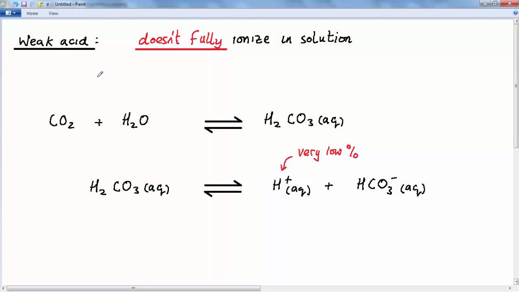So in the next lesson we'll look at the Arrhenius definition for a base, or if you like an alkali, and learn the differences between a strong base and a weak base, or a strong alkali and a weak alkali.